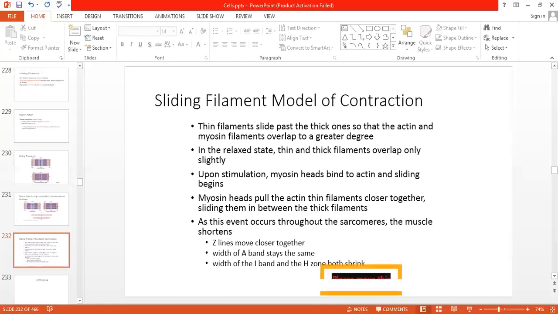Z lines come closer together. The width of the A band stays the same. The width of the I band and the H zone both shrink.